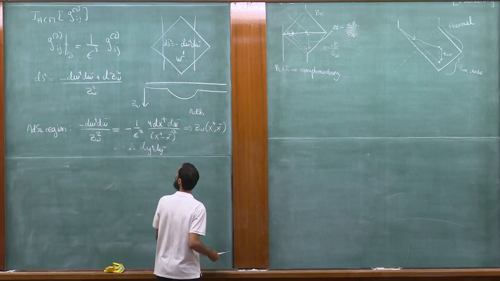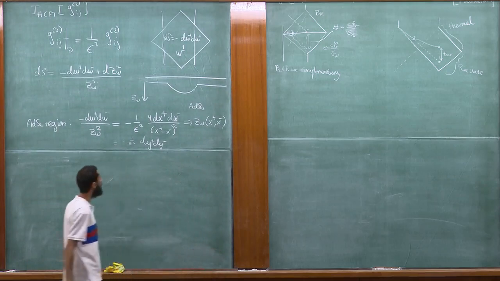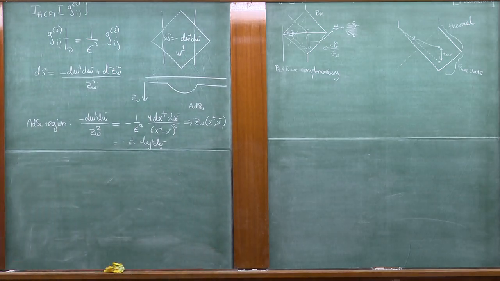And as you said in your first lecture, this conformal transformation keeps T equals 0 in the bulk, but induces T non-zero outside. Correct.